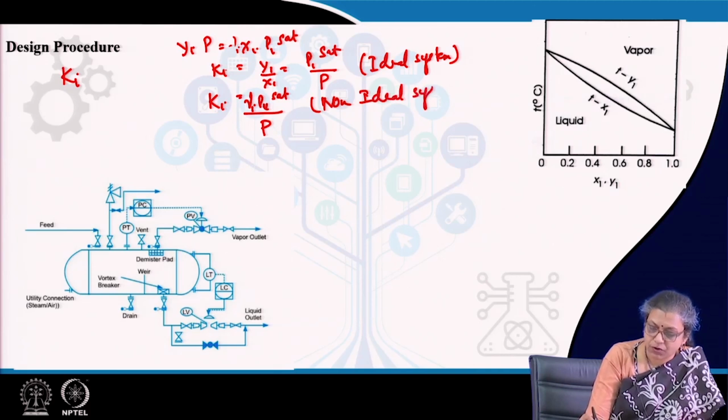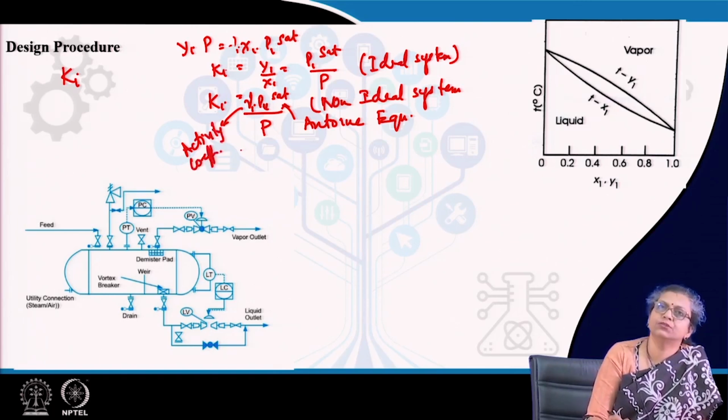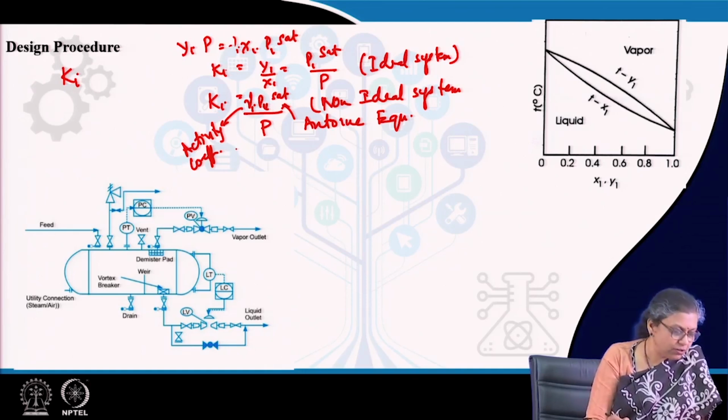If a system is non-ideal, then in that case, along with the Antoine equation to find out Pi saturated, we also need some particular activity coefficient model in order to find out the gamma i. And as I had already mentioned, the activity coefficient models which are usually used are either the NRTL model or the UNIQUAC or the Wilson model, something of that sort.